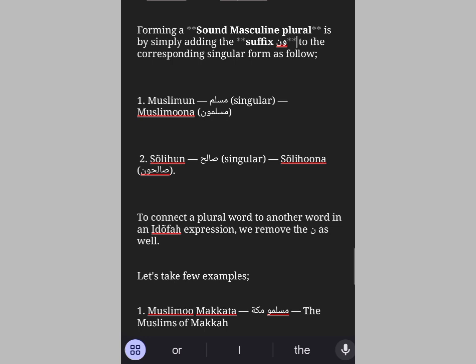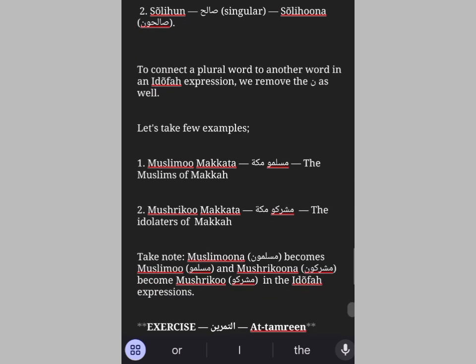Now, we're trying to form an Idafa phrase with this kind of plural. Just the same thing we did for dual, you do for plural. You remove the noon. For example, we want to say the Muslims of Makkah. So you say Muslimu Makkata. You remove the noon. The same thing applies to dual.